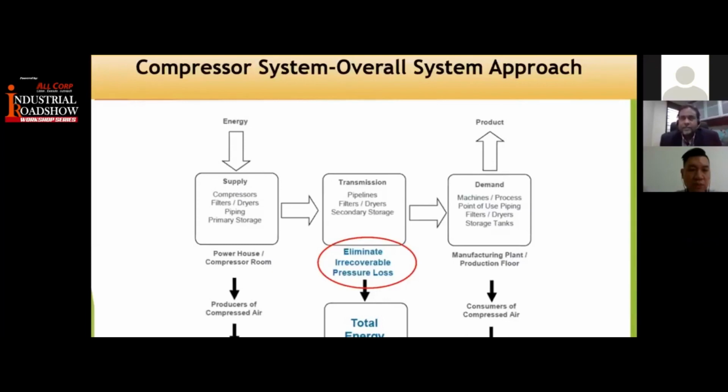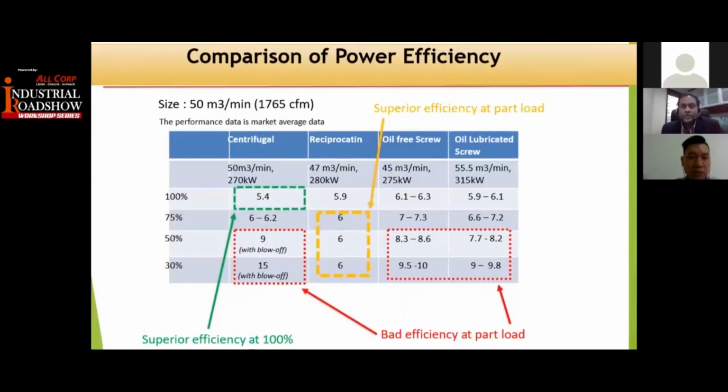Sometimes in a leak test you will see the hissing sound everywhere. You should put in an effort to make sure there are no leaks in the plant. On the chillers, on the cooling tower, on the compressor itself, you have different types of compressor: centrifugal, reciprocating compressors, oil-free compressors, and oil-lubricated screw compressors. Most of the time, people's mindset is fixed on using a variable speed drive as energy saving. Compressor people also like to use a variable speed drive.